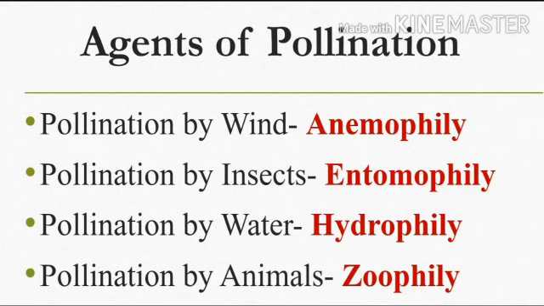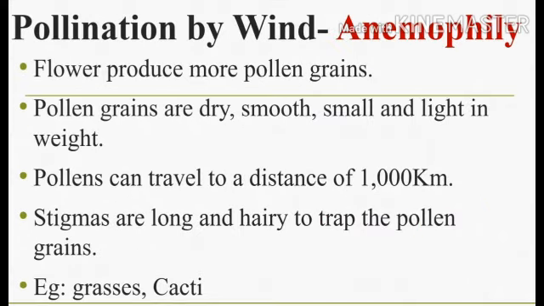Pollination by wind is also known as anemophily. Here the flower produces more pollen grains, and the pollen grains are dry, smooth, small, and very light in weight. Here the pollen can travel a distance of up to 1000 kilometers, and the stigmas are long and hairy.